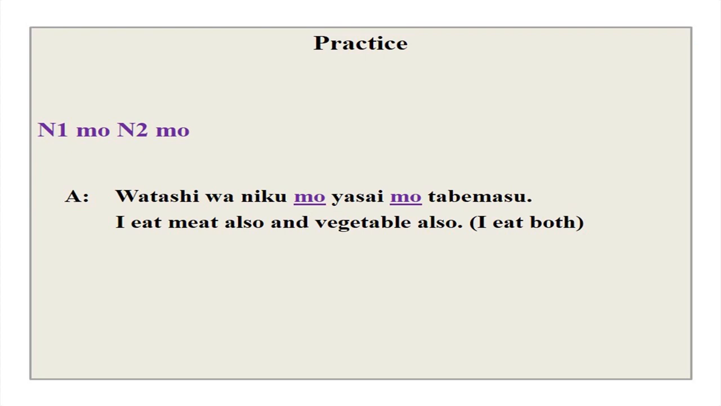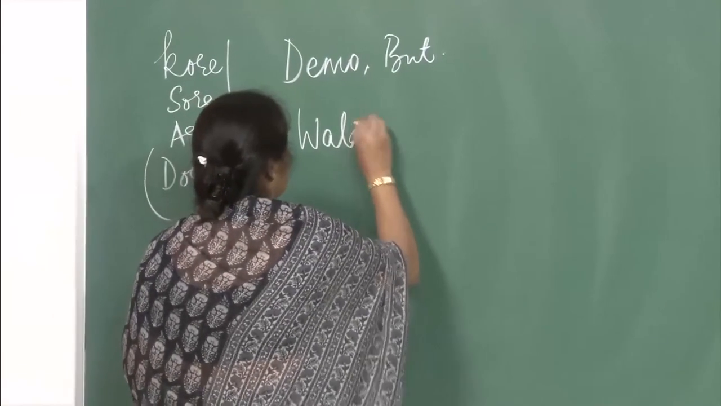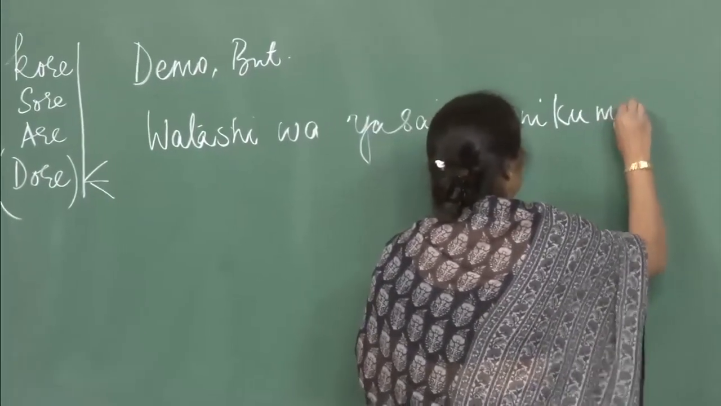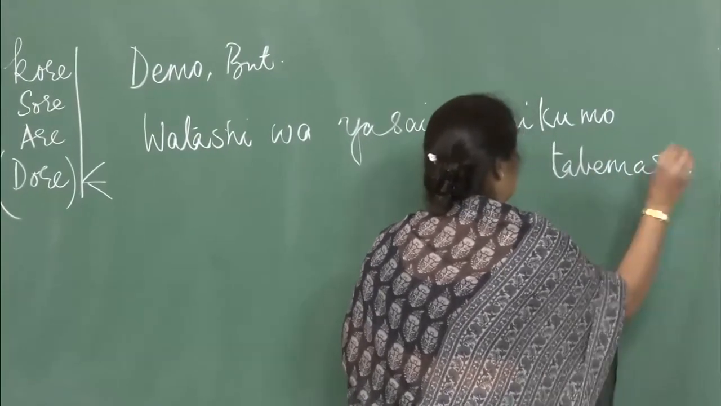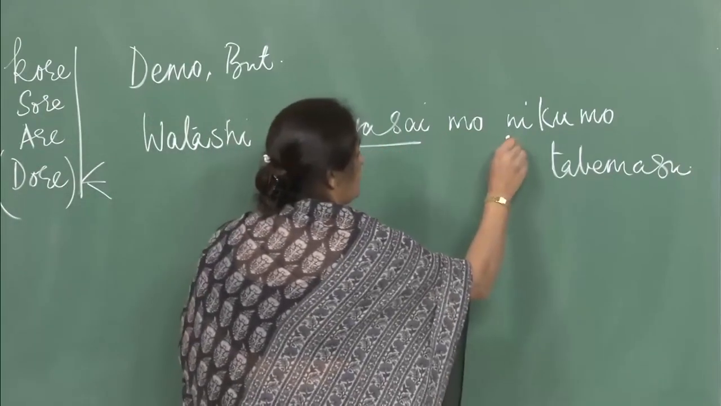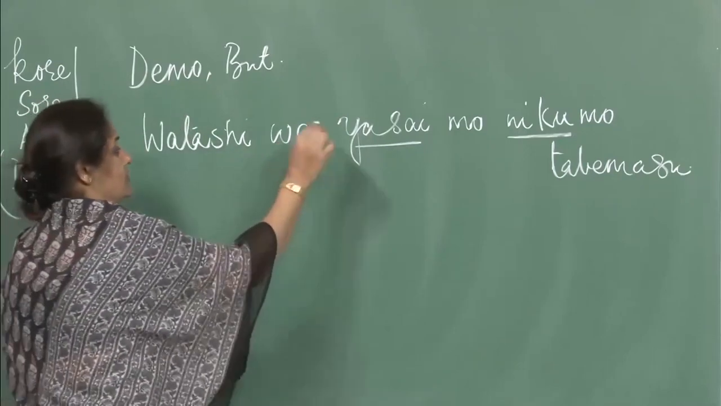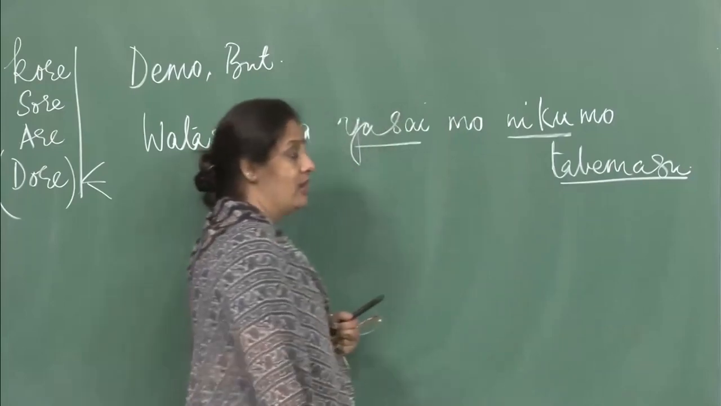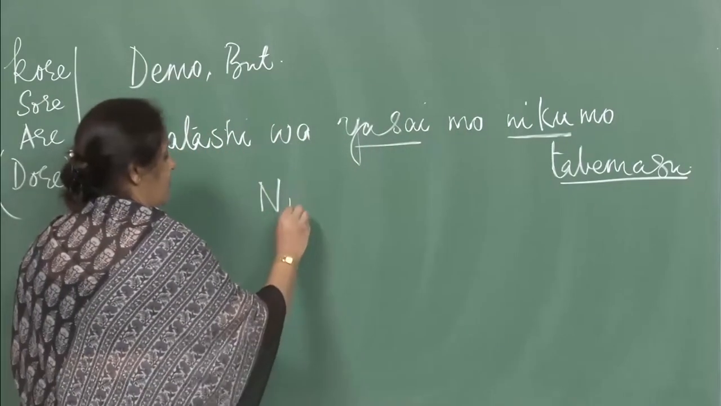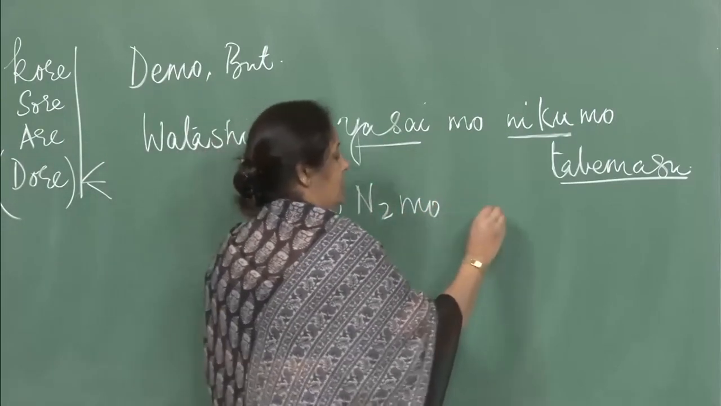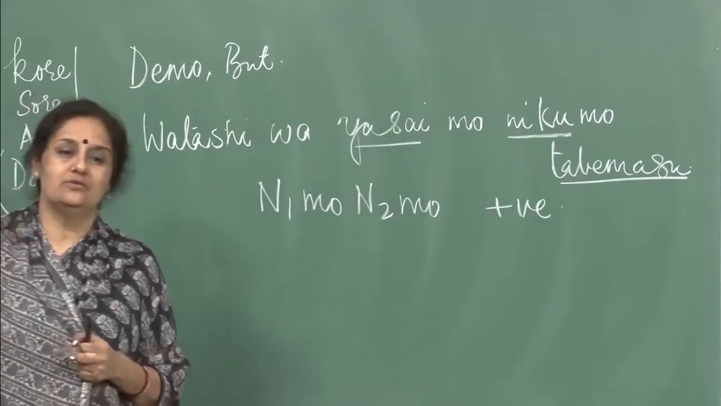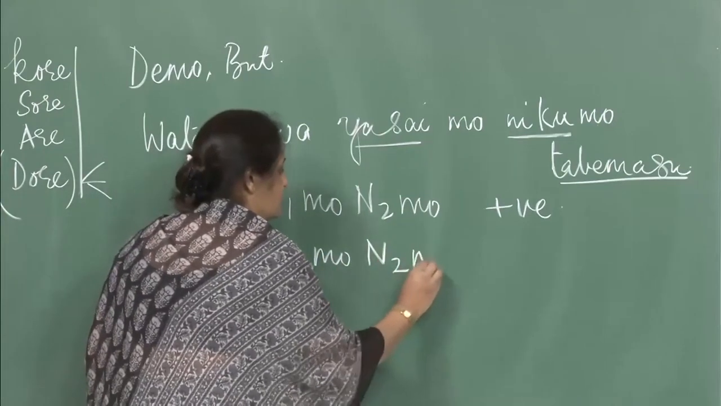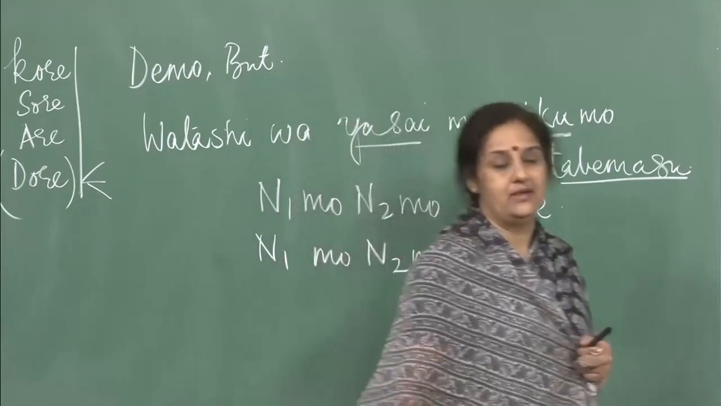Watashi wa yasai mo niku mo tabemasu. So, I eat vegetables and I also eat meat. The particle mo used like this with a positive verb in positive form means I eat both. Noun 1 mo, noun 2 mo, positive verb. You can also use it in the negative, where it will mean neither. Noun 1 mo, noun 2 mo, verb in negative form.